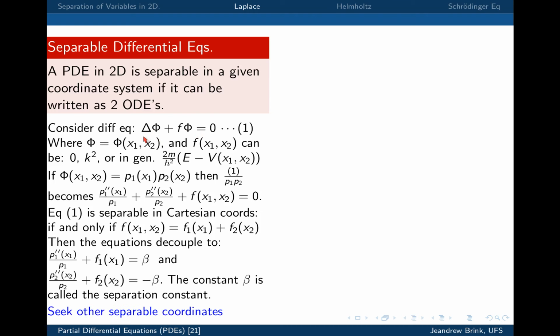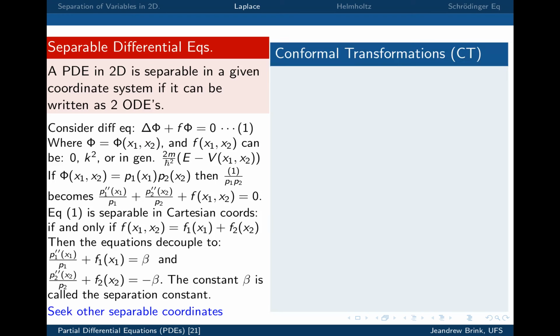So we've now defined when it's separable in Cartesian coordinates. We're now going to look for other separable coordinates, and we're going to go back to our old friend, the complex analysis story, because there is an intimate connection between Laplace's equation in 2D and complex coordinates. The reason it is so useful is that conformal transformations have many properties, but one is that they keep your coordinate system orthogonal.